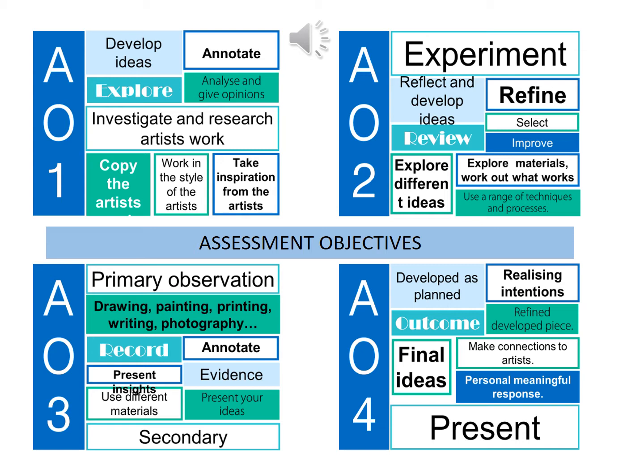A quick fire summary would be AO1, Research and Development; AO2, Experimentation with Techniques and Processes; AO3, Recording through drawing, photography and the written word; and AO4, the final outcomes, so it's what the students produce after working through the other 3 assessment objectives.